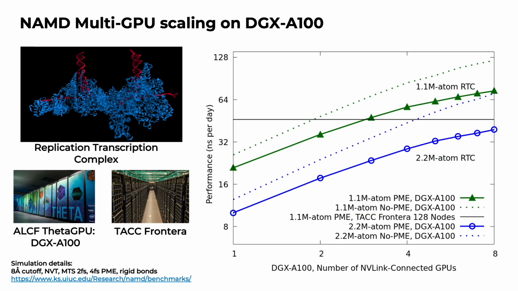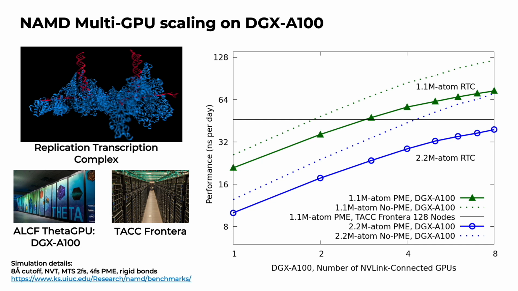This slide summarizes the NAMD3 multi-GPU scaling performance for the RTC simulation running on an 8-GPU DGX A100 compute node such as those in ALCF's Theta GPU system. The solid green line with triangles shows the scaling performance for the 1.1 million atom RTC simulation. The blue line with circles shows the scaling of the 2.2 million atom RTC simulation on the same hardware.